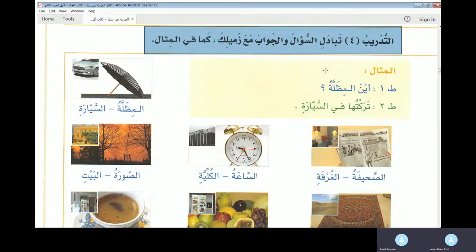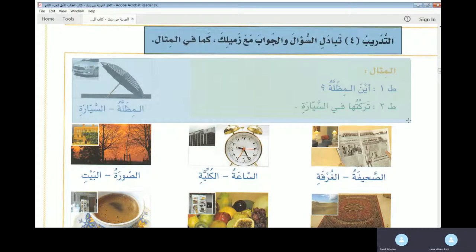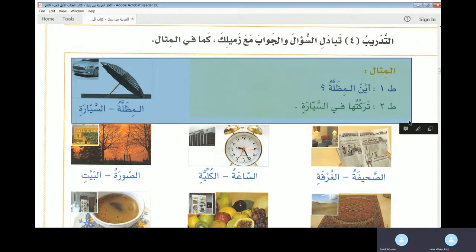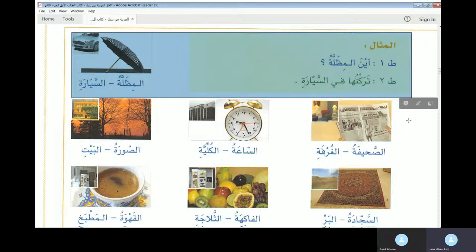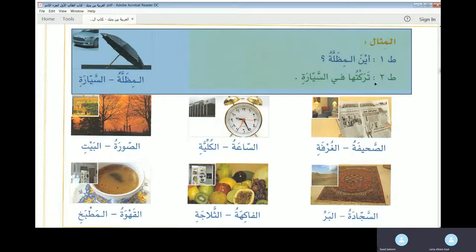التدريب الرابع: تبادل السؤال والجواب مع زميلك كما في المثال. Fourth exercise, exchange the question and answer with your colleague like in the example. المثال، طالب الأول: أين المظلة؟ Where is the umbrella? طالب الثاني: تركتها في السيارة. I left it in the car.